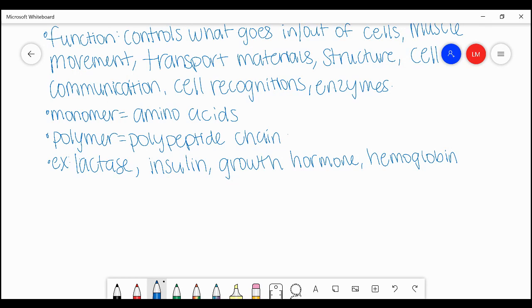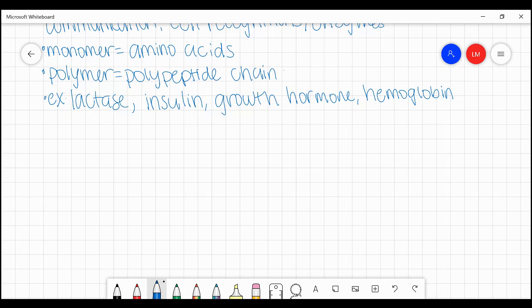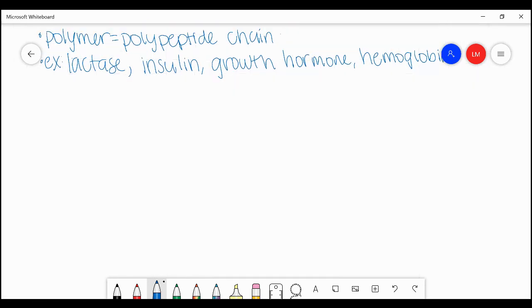The last thing we are going to talk about today are nucleic acids. Again, we're only going to do a short introduction to nucleic acids because we will spend about a week talking about DNA and its properties later. So, all nucleic acids are made up of carbon, hydrogen, oxygen, nitrogen, and phosphorus.